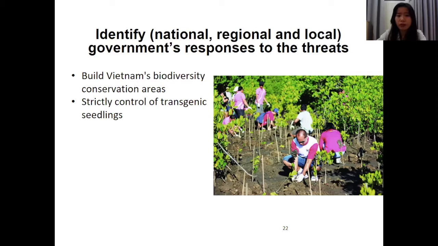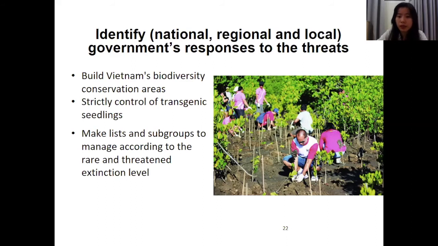It is really important for genetically engineered seedlings to be tabulated to check their progression and grade in a specific manner, for both plants and animals. We also make lists and subgroups to manage according to the rare and threatened extinction level. Given the decline in the number of lineages of organisms, including plants and animals, lists are made to give specific protection and activities in the process of grouping according to different levels, which are extinct in the wild, critically endangered, and vulnerable, especially for species that are at risk of extinction.